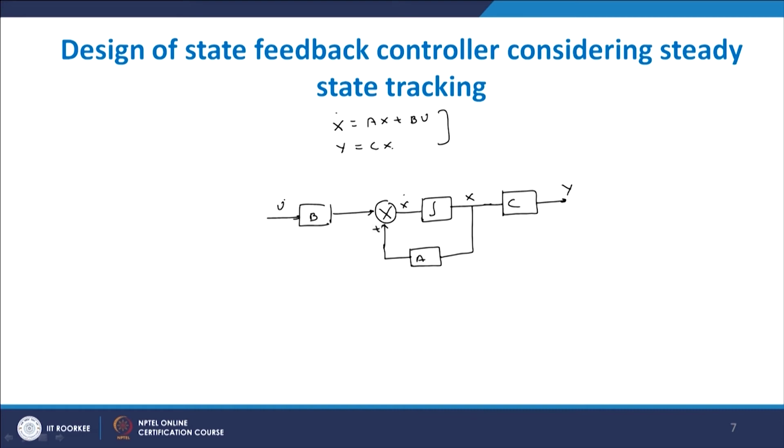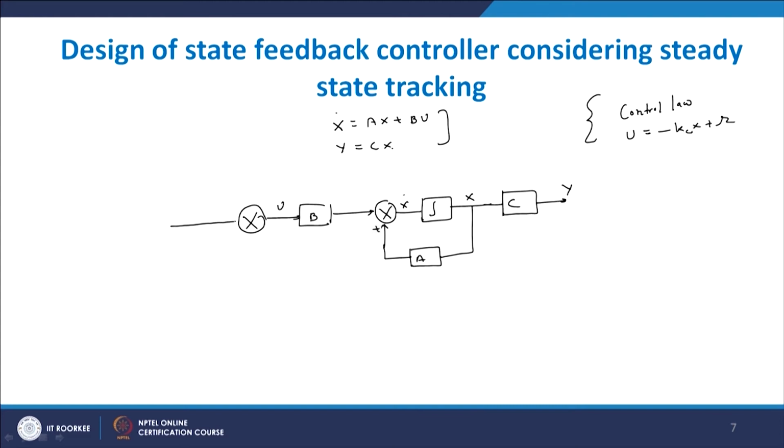So, here x dot equals Ax plus Bu and y equals Cx. Now, our control law is U equal to minus Kcx plus R. Now, here this is U. So, this U is a control law.